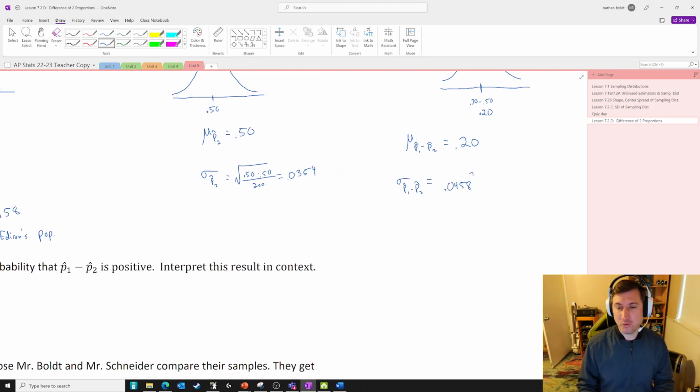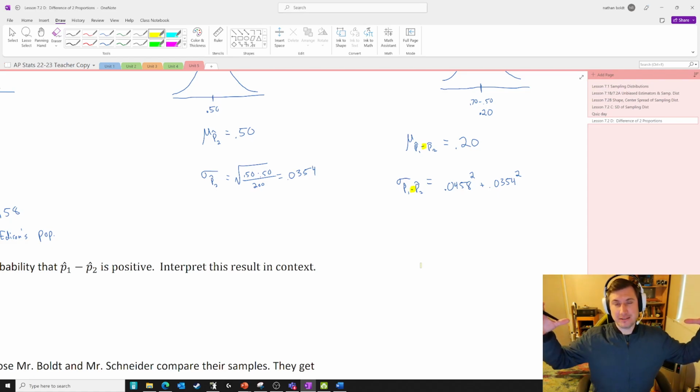I have to square it to turn it into a variance, plus 0.0354, square it to turn it into a variance. Now I'm allowed to add them. And yes, you always add them even though we are subtracting, even though we're finding the difference in proportions. When you combine two random variables, the randomness of both variables always makes things more spread out. Okay, so you always add the spreads, always add the variances.